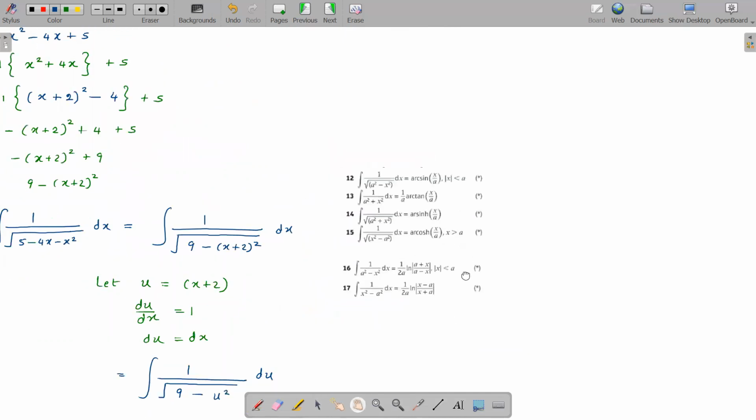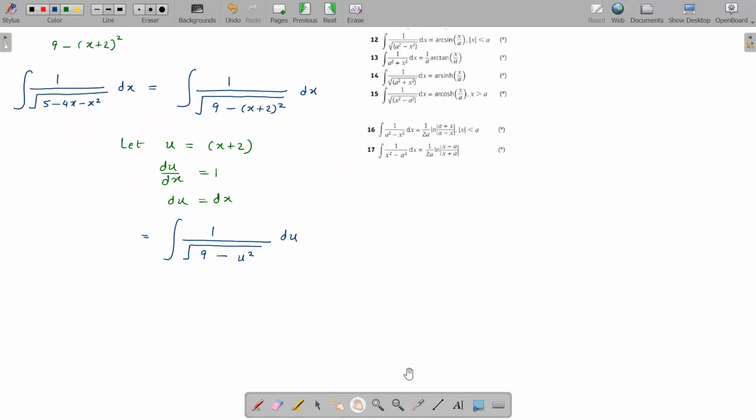So it looks like which rule? 9 minus u square, so a square minus x square. Rule number 12, right? A square minus x square, where u is in place of x here. So here your a value is 3. Let's use the rule. The integral is arc sine x over 3. U over 3. Yes, it shouldn't be x, it should be u. Arc sine u over 3 plus c.